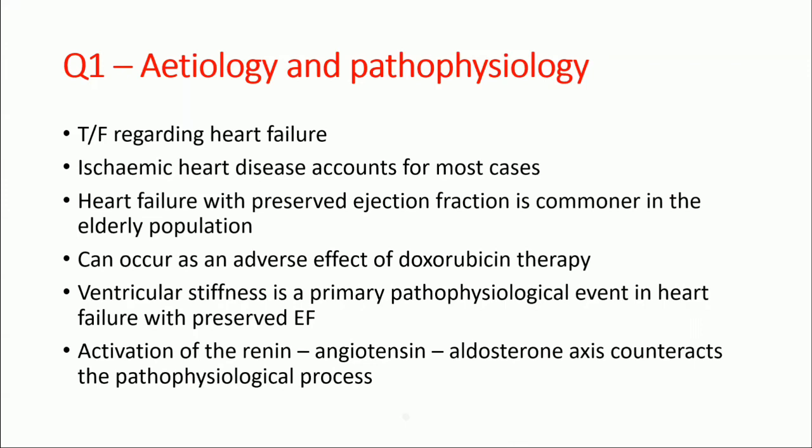But as you know, the salt and water retention and the vasoconstriction that you see are harmful in a long-term scenario, with time. Especially because this axis causes salt and water retention, it increases the stress on the heart. And also, this renin-angiotensin-aldosterone axis can give rise to damage to cardiac muscle. So cardiac myocyte death can occur when this axis is activated.